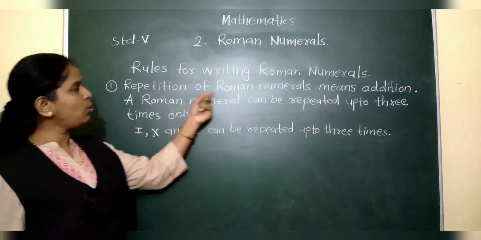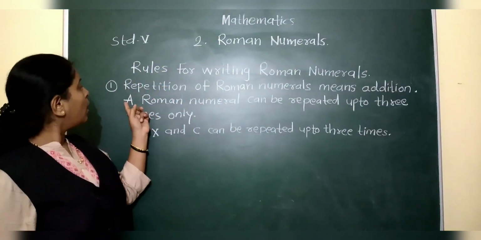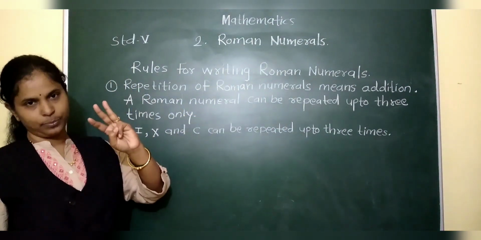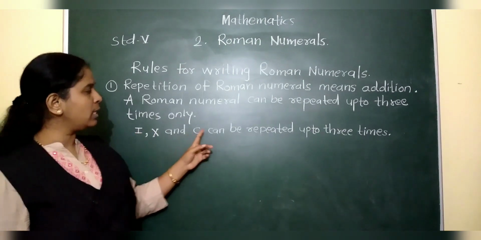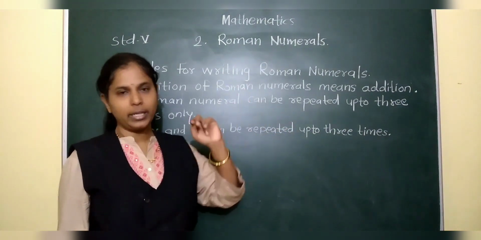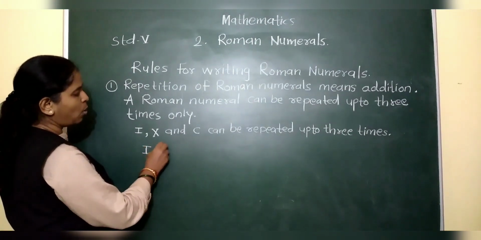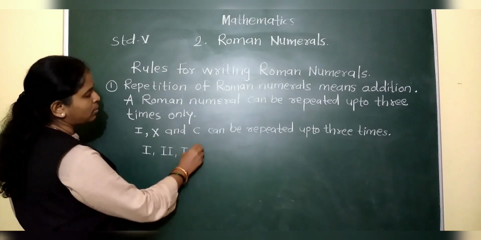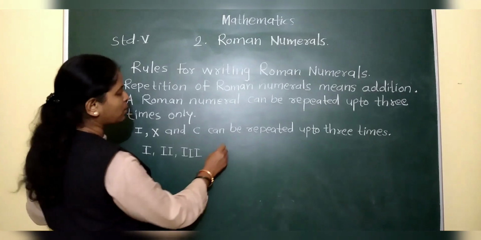First, repetition of a Roman numeral means addition. A Roman numeral can be repeated up to 3 times only, not more than 3. For example, I, X and C can be repeated up to 3 times. As I showed you, 1 is I, then how to write 2? Two times I. 3 is written as 3 times I. X also we can repeat a maximum of 3 times.